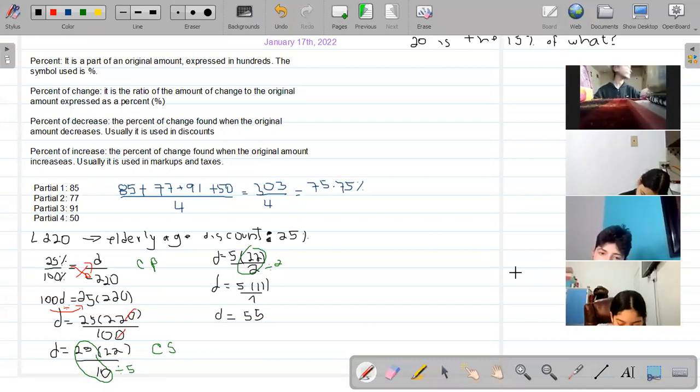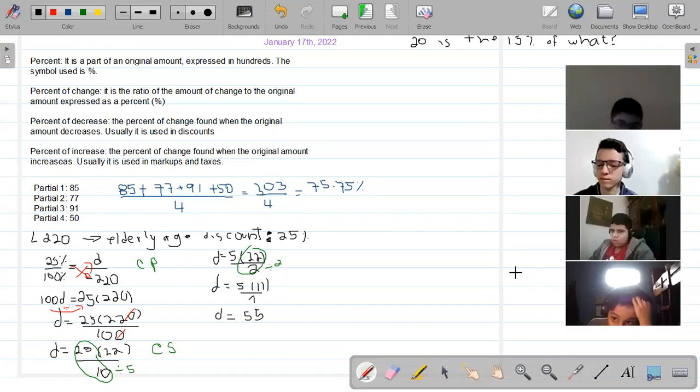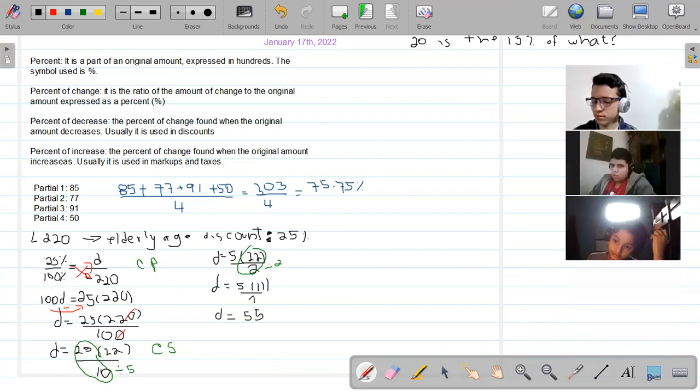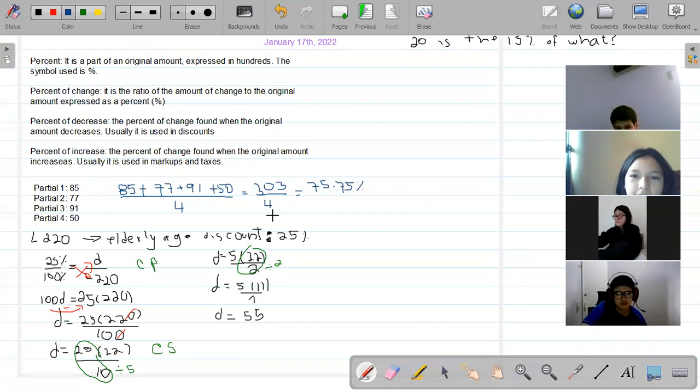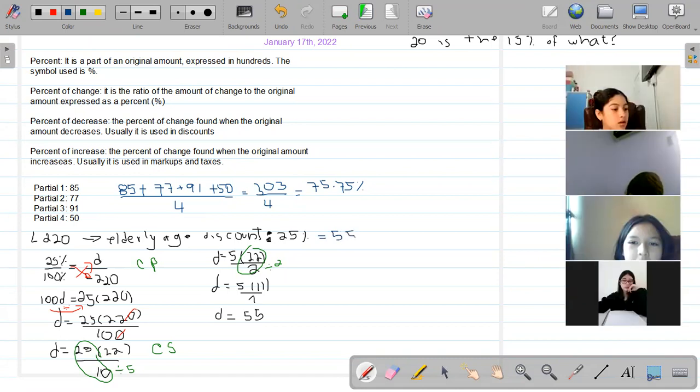I don't need a 1 as a denominator, so I just leave it as 55. So what does that mean? It means that the 25% of 220 is 55.